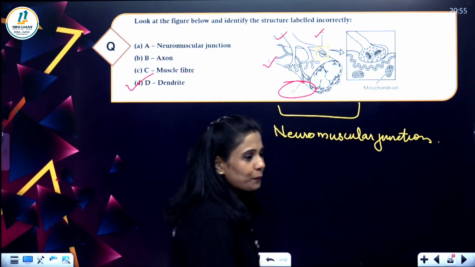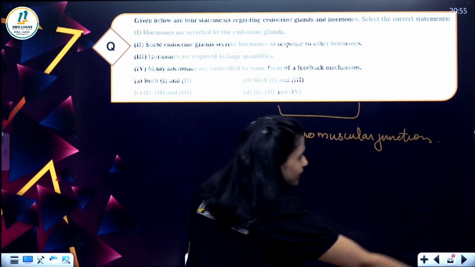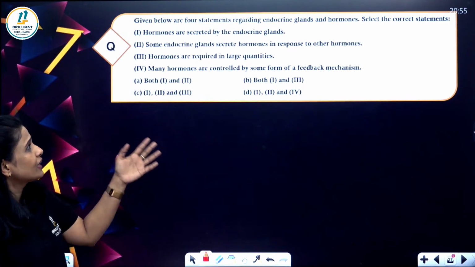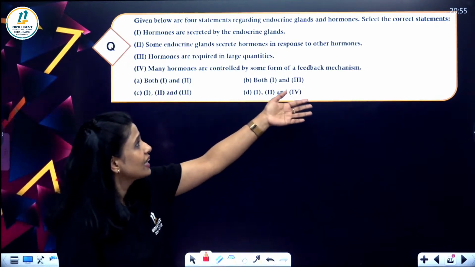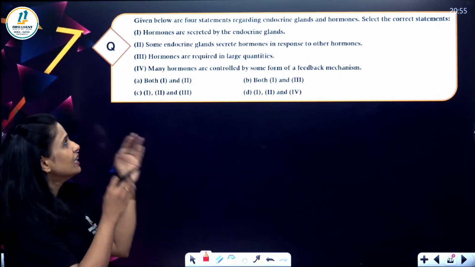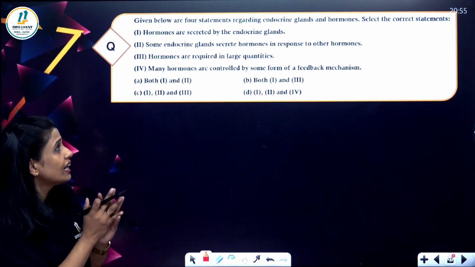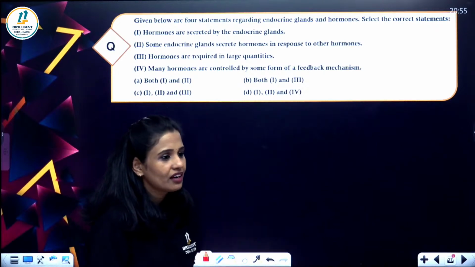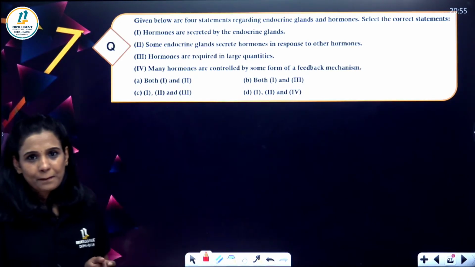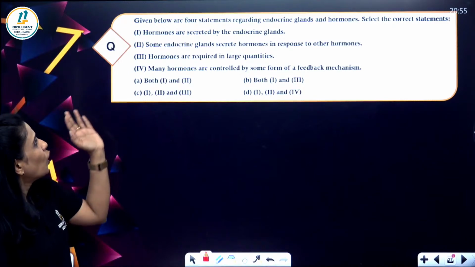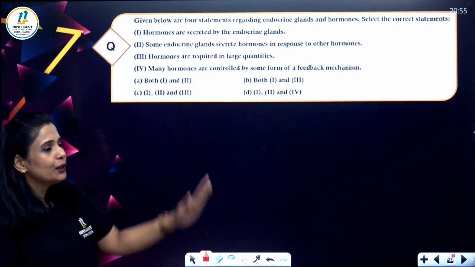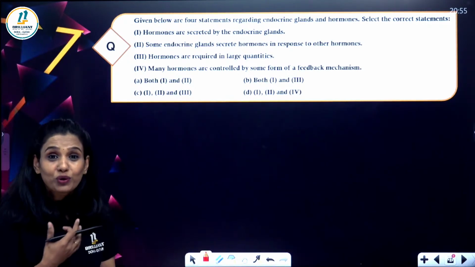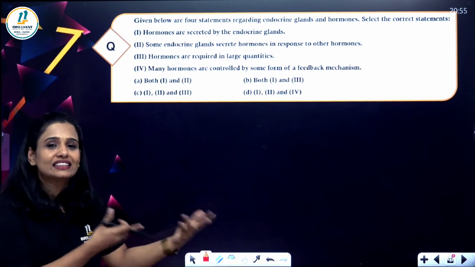Are you ready? Okay. So, given below are 4 statements regarding endocrine glands and hormones. Here, there are some statements given regarding the endocrine glands and hormones. Select the correct statement. Hormones are secreted by endocrine glands. Is that correct? Yes, that is the definition of hormone.